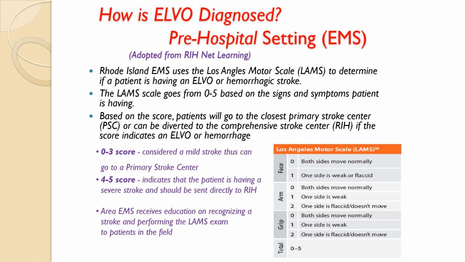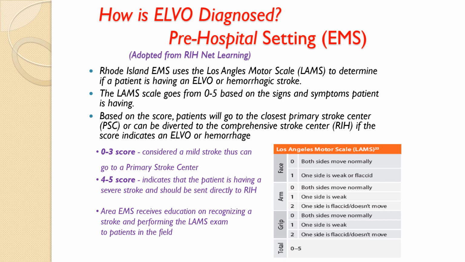Arm: both sides move normally, or one side is weak, or one side is flaccid or doesn't move. You can see how this works. So 0 to 3 would be considered a mild stroke, and then they could go to a primary stroke center, right? So they could go to Kent Hospital, for instance. 4 to 5, we're now looking at a more serious stroke. It indicates that the patient is having a severe stroke and should be sent directly to Rhode Island Hospital.